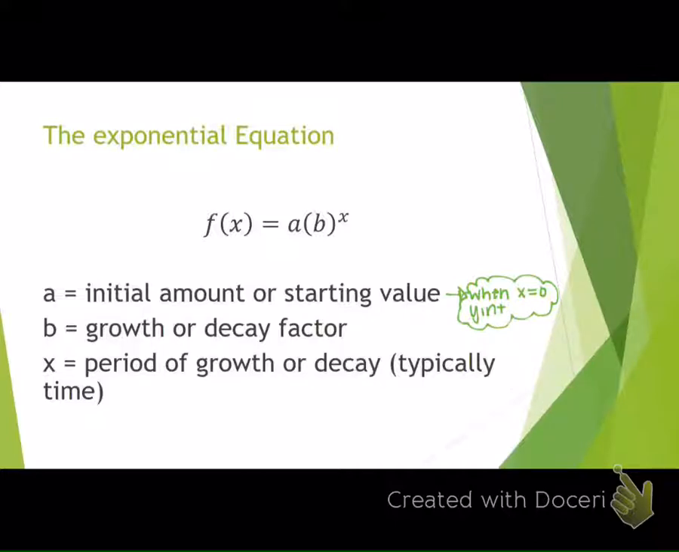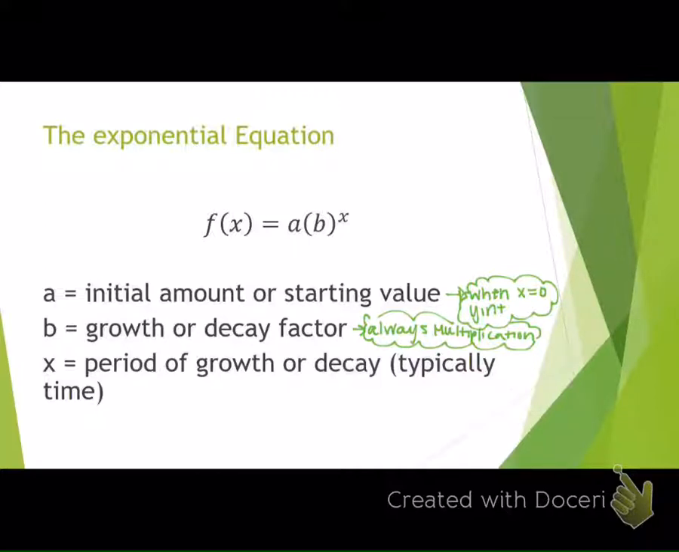B is the growth or decay factor. Remember that it's always multiplication, first of all. So do not say anything about division. You're going to have to make that a fraction if it's division. If you do not have a calculator, you will need one. So get up and get one.